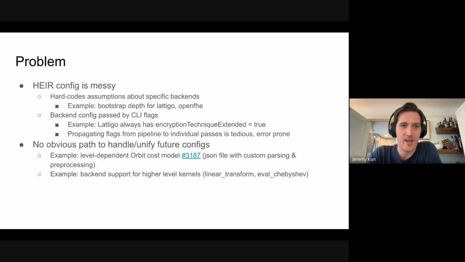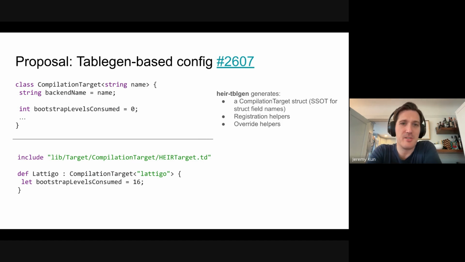Yes, very good. So my proposal is to use TableGen. We use it right now for defining dialects and ops and sometimes patterns, and it has its upsides and downsides for that purpose. But the original thing that TableGen was designed for was to make backend configs. That's what it's used for in LLVM. And so I figured we could use it for a similar thing.